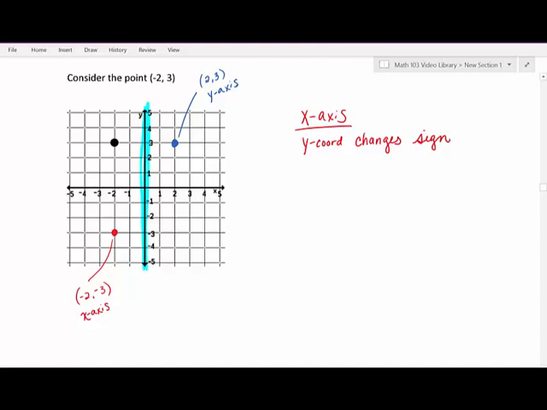Again, I want to compare this point to our original point. Notice that this time the x-coordinate changed signs. So anytime that we have a symmetry with respect to the y-axis, the x-coordinate changes sign.